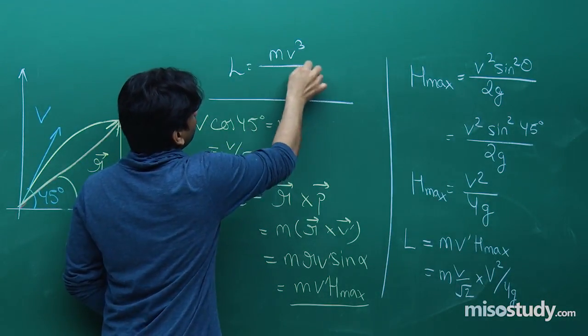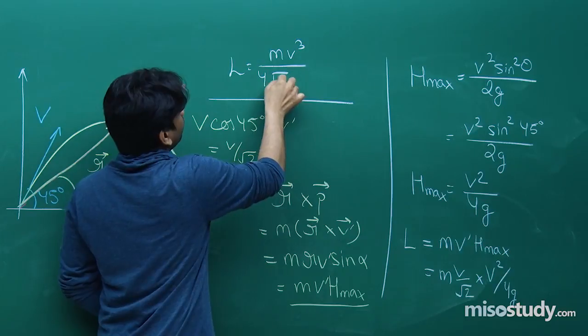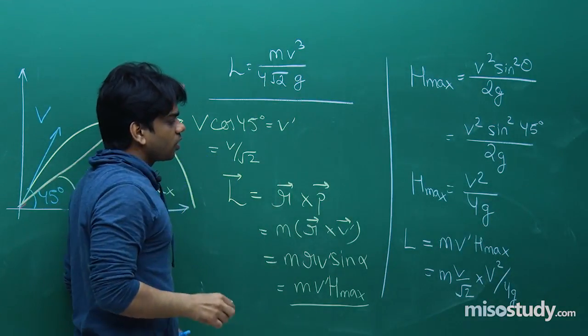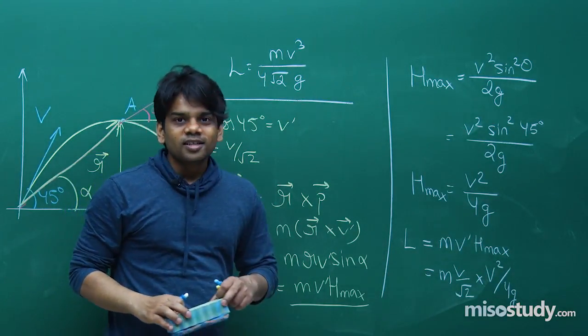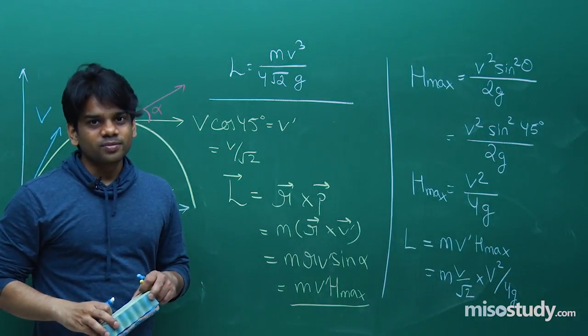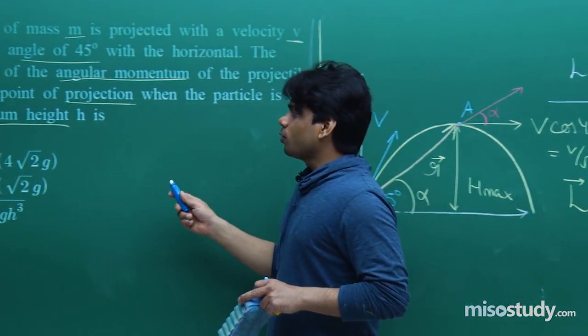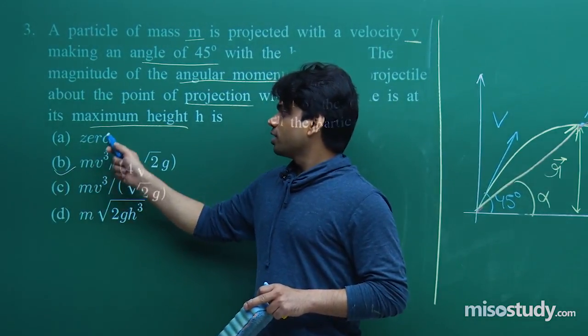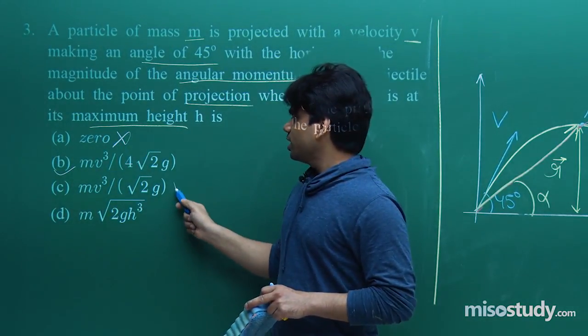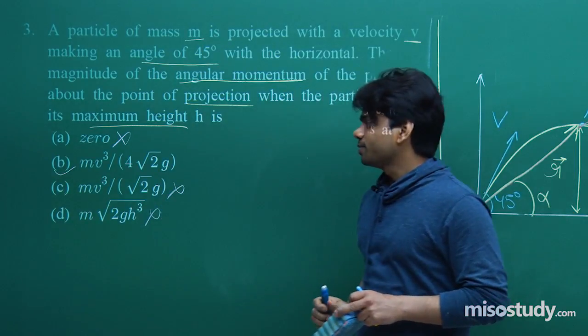mv cube upon 4 root 2g. We got this mv cube upon 4 root 2g. This is the value of angular momentum in this case. Let's check the option. mv cube upon 4 root 2g, that is option number B. A incorrect, C incorrect, D incorrect.